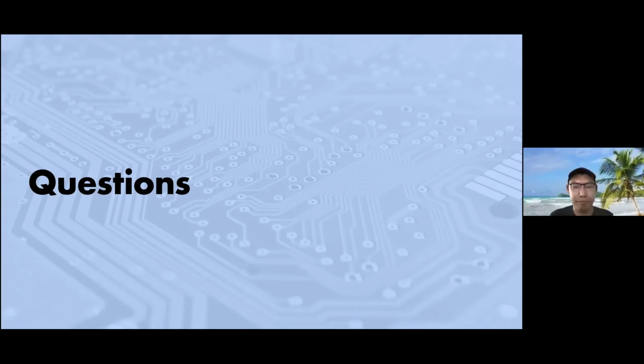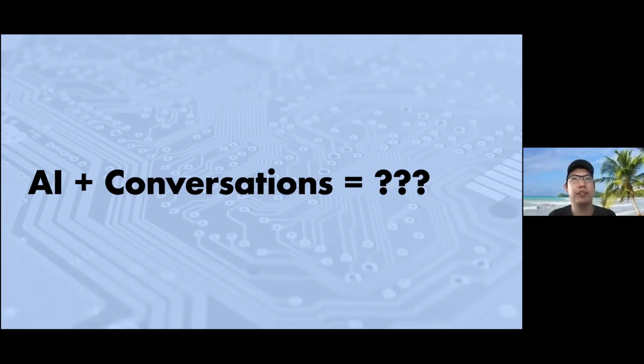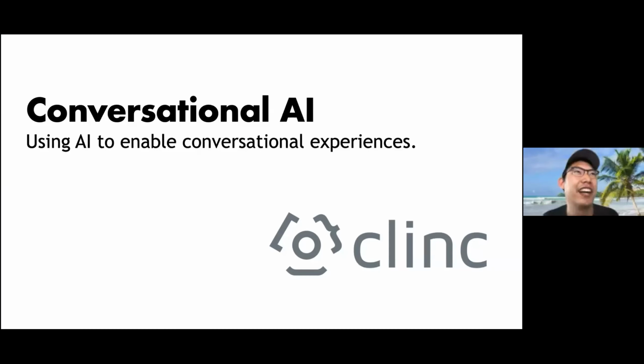Alrighty then. Next we'll talk about AI plus conversations. What does it look like when we combine AI or use AI with conversations? Well, the short answer is conversational AI, using it to enable conversational experiences. But before I get into it, why are conversations important, and why is this relevant?